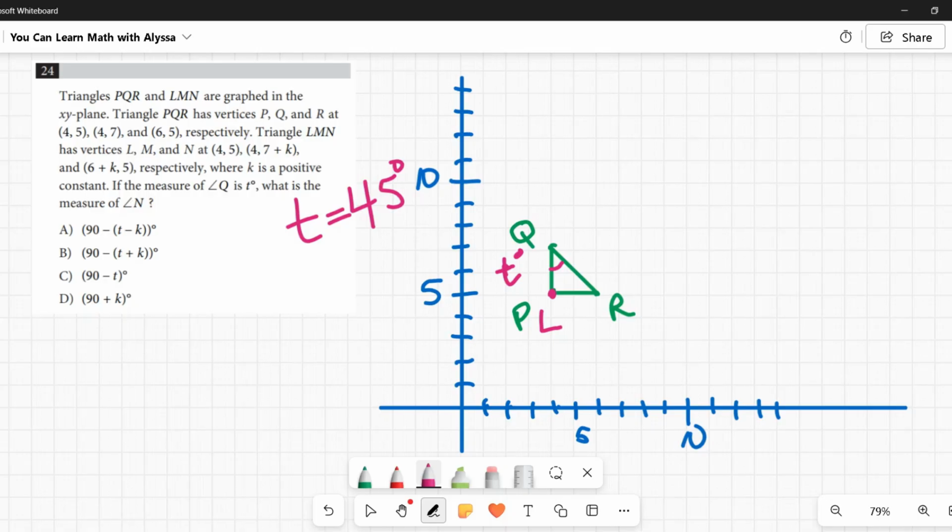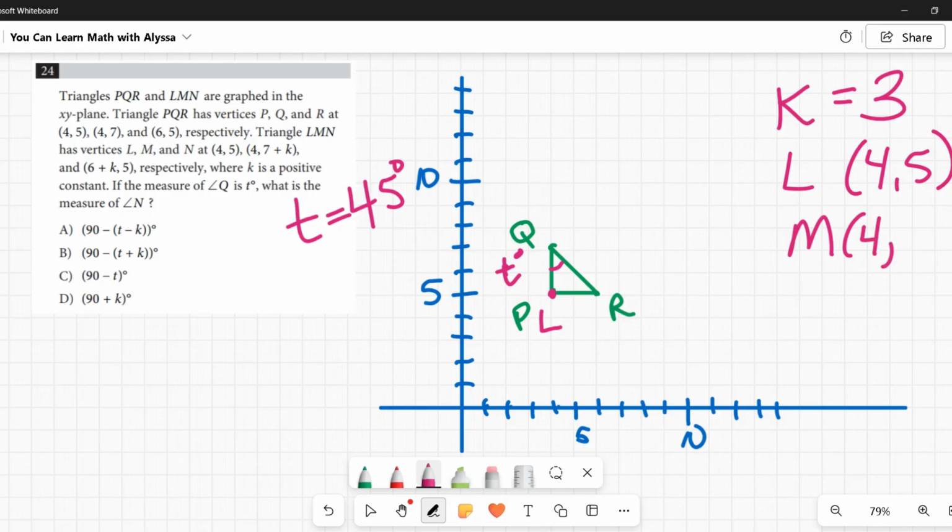Okay, so LMN, and I'm going to say K is equal to 3. That's the number I'm picking. L is at (4, 5), so I'll write my point L as (4, 5). My point M is (4, 7 plus K); 7 plus 3 is 10. And my point N is (6 plus K, 5); 6 plus 3 is 9. And look here, we've got the same thing going on that we had with PQR. We have two x's that are the same and two y's that are the same.